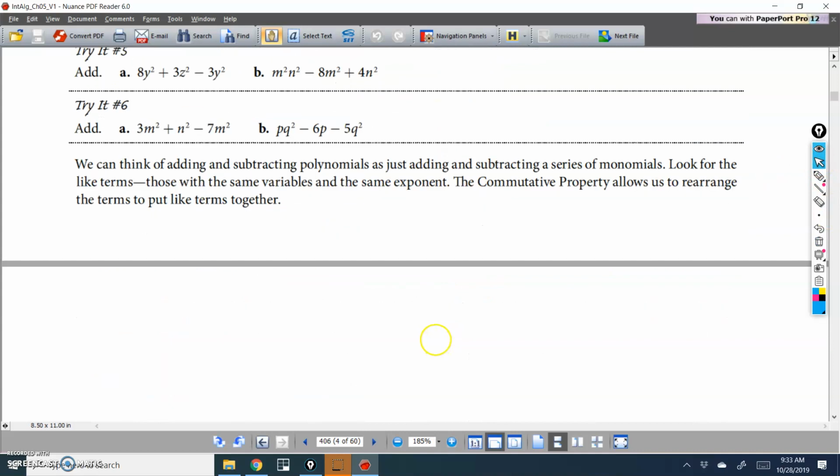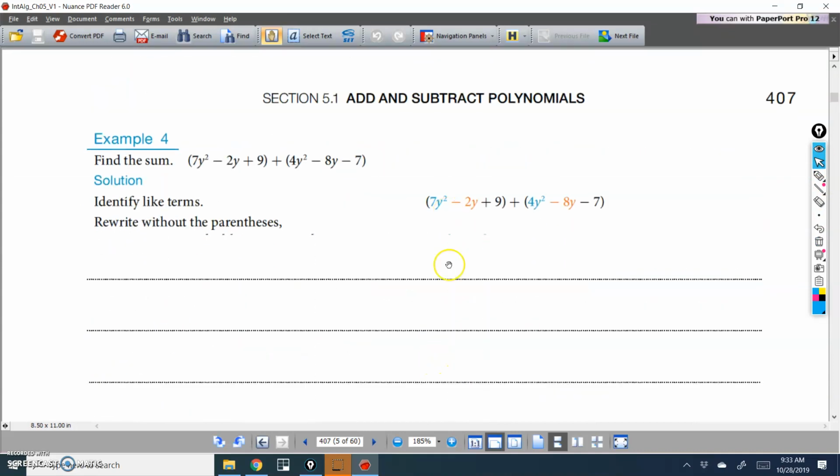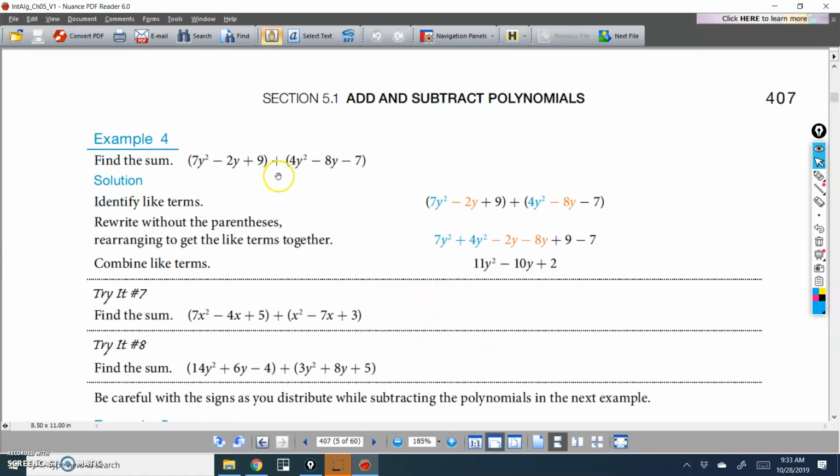Alright, let's try some more. Let's try this example here. Okay, so let's underline all the like terms first. Y squareds get to combine with other y squareds. Single y's get to combine with other single y's. And constants get to combine with constants.